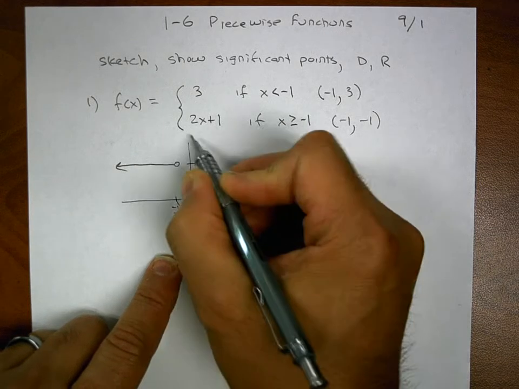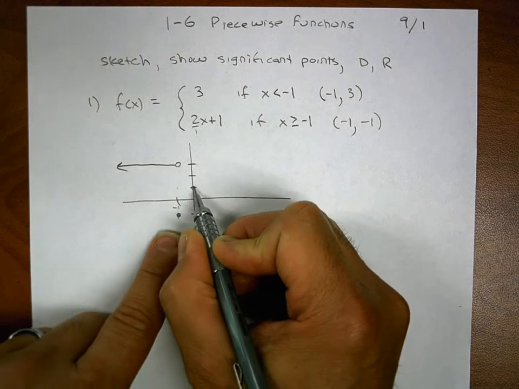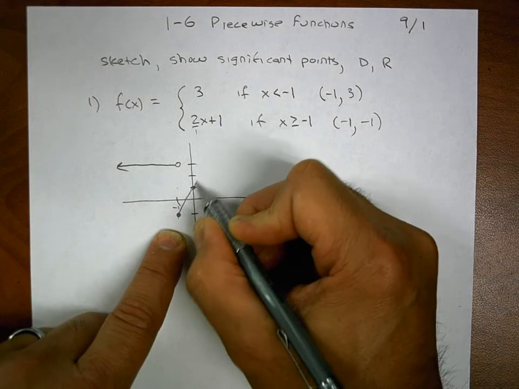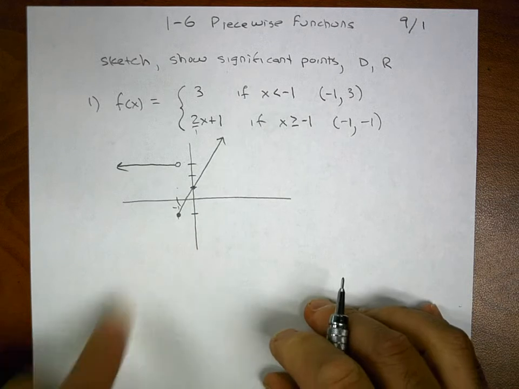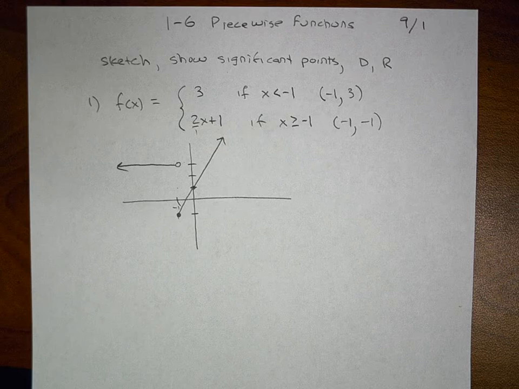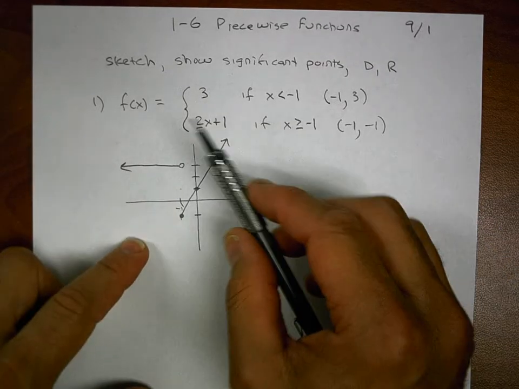Up 2 over right 1. So 1, 2 over 1, there we go. And actually, there's our upshift of 1, but there, just connect that, and there's our graph. There's our graph. Looks kind of funny, but there's our graph. Okay. So piecewise graphs are just different pieces.